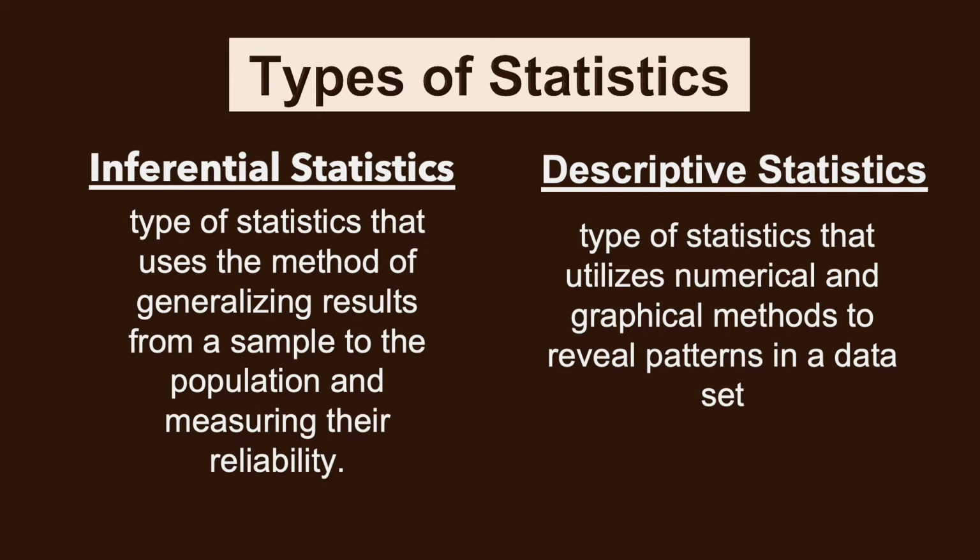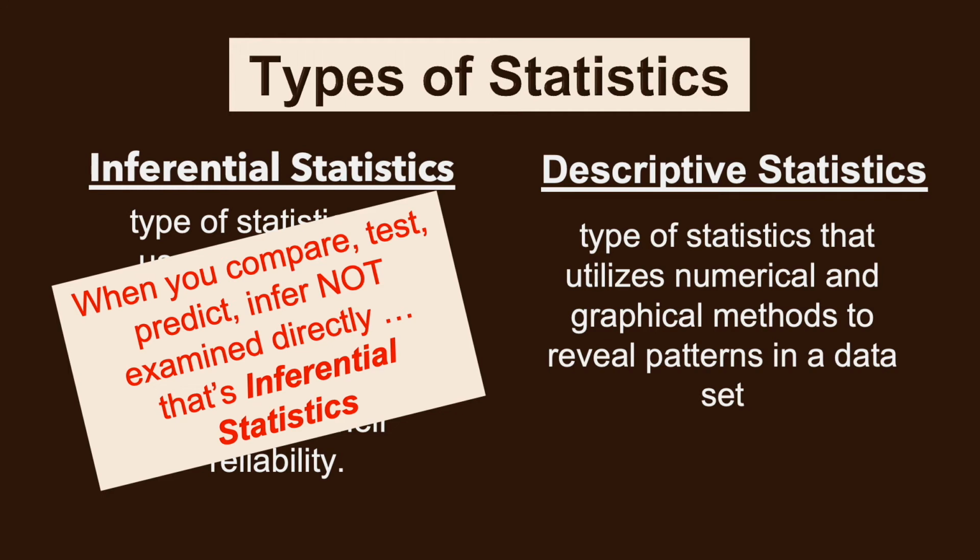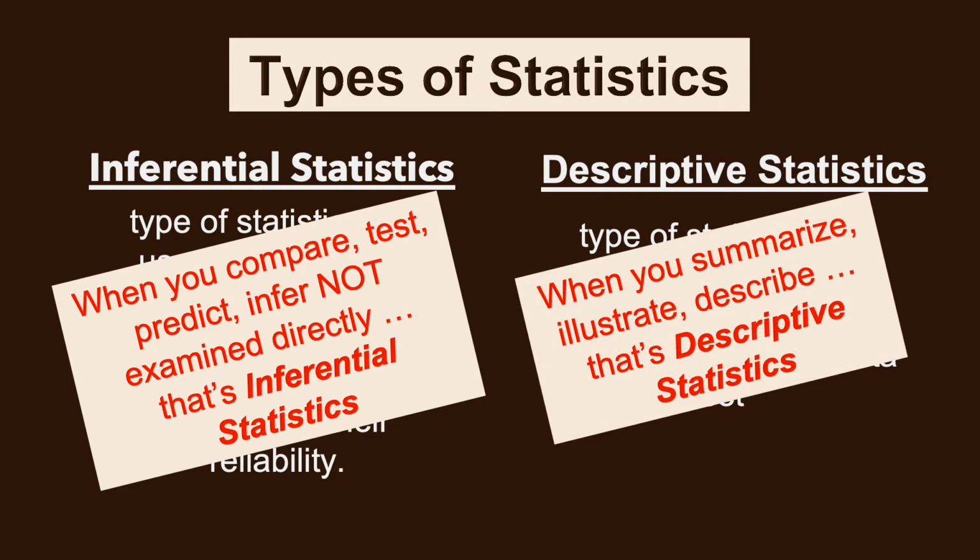The following questions can guide you in identifying if a certain study is inferential or descriptive. The first is when you compare, when you test, when you predict, when you infer, but not examine directly, that's inferential statistics. On the other hand, when you summarize, illustrate, describe using numbers, that's descriptive statistics. Inferential, the keyword is infer. Descriptive keywords are graphs and numbers.